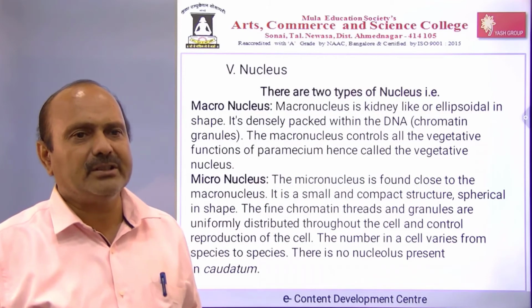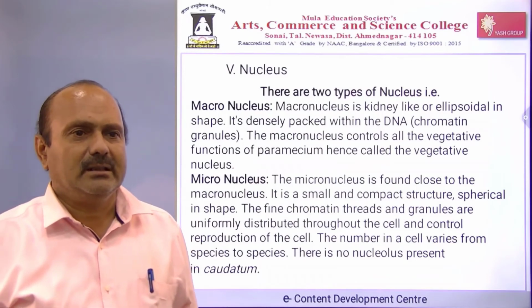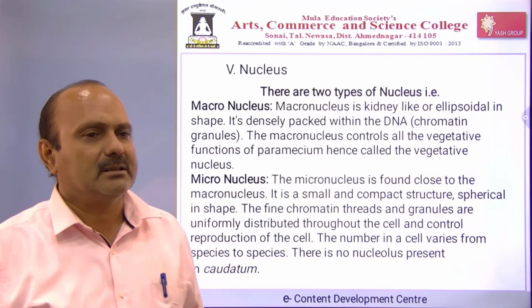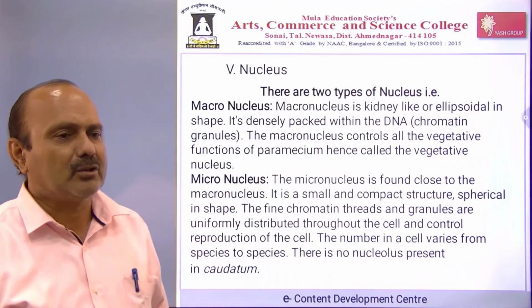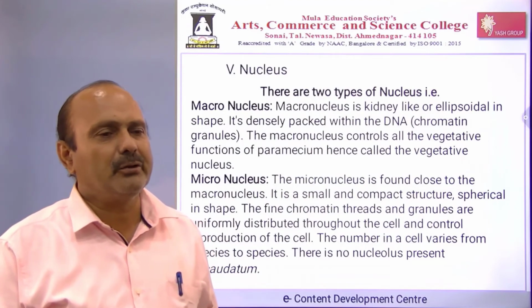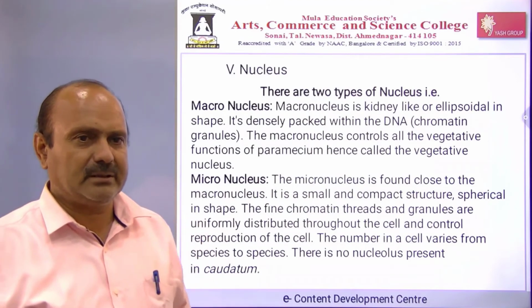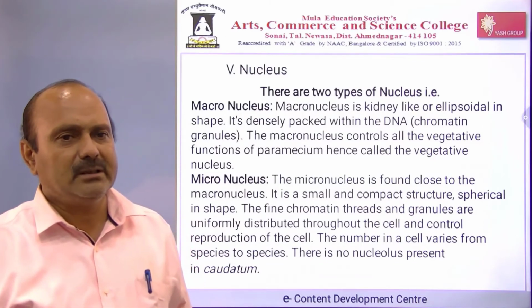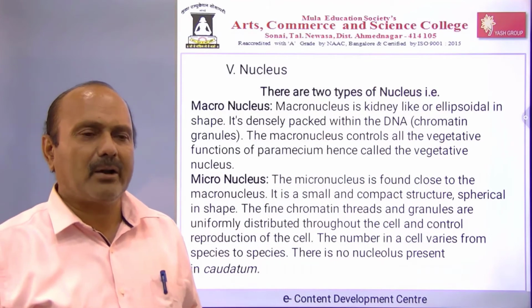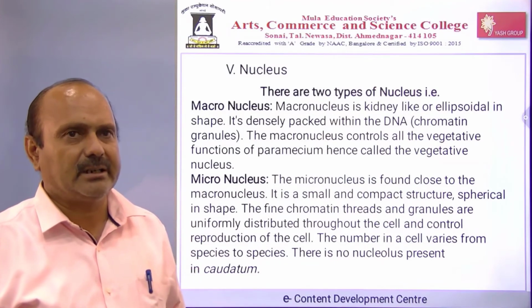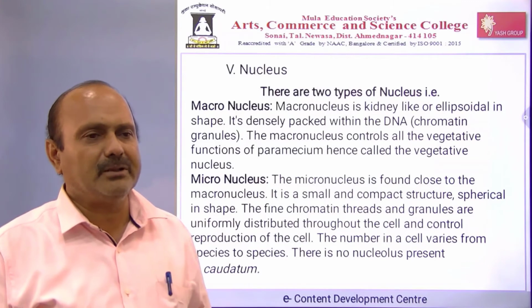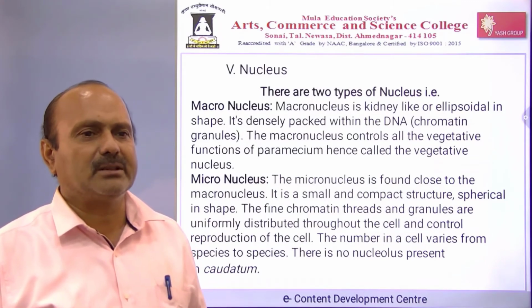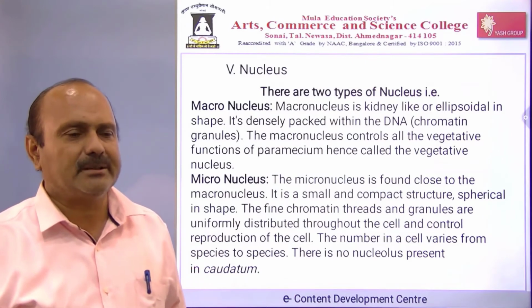The macronucleus is a kidney-shaped structure. It is packed with dense DNA or chromatin granules. The macronucleus controls all vegetative activities, so it is called the vegetative nucleus. It never plays a part in reproduction. During reproduction, this vegetative nucleus, the macronucleus, degenerates automatically. So it never plays an important part in reproduction. It plays a role in the vegetative function, so it is called the vegetative nucleus.